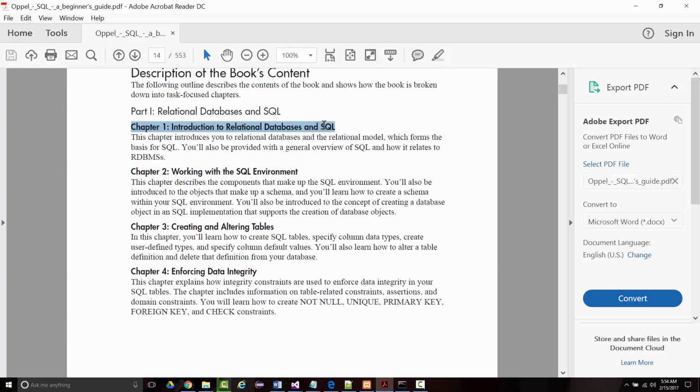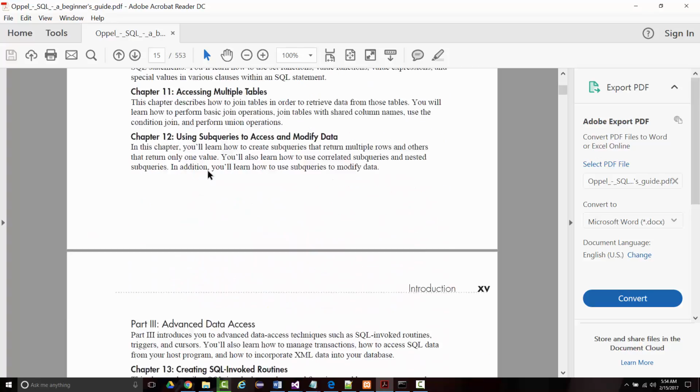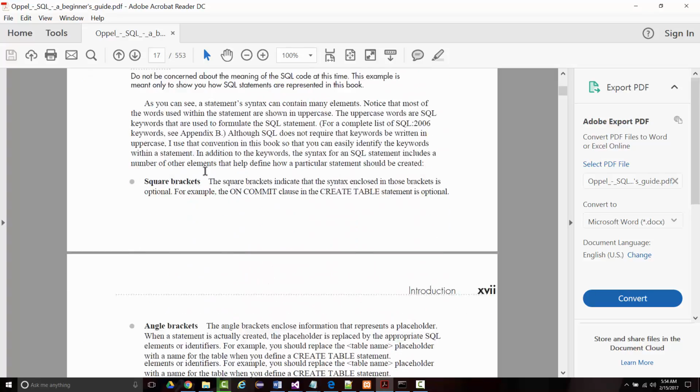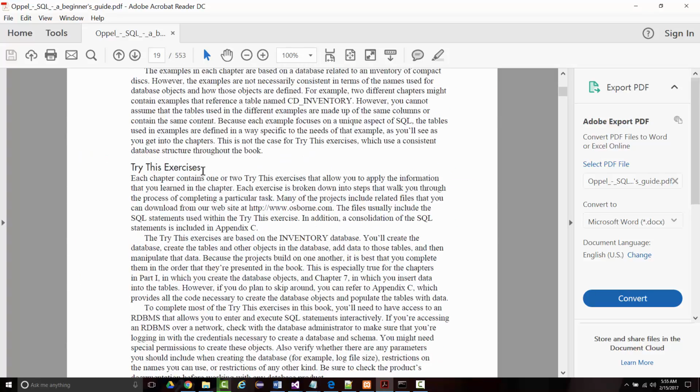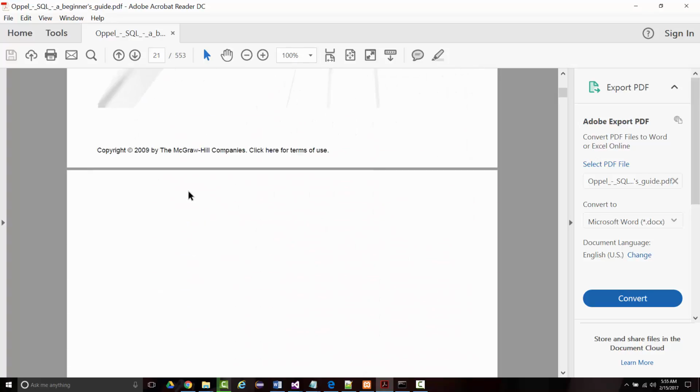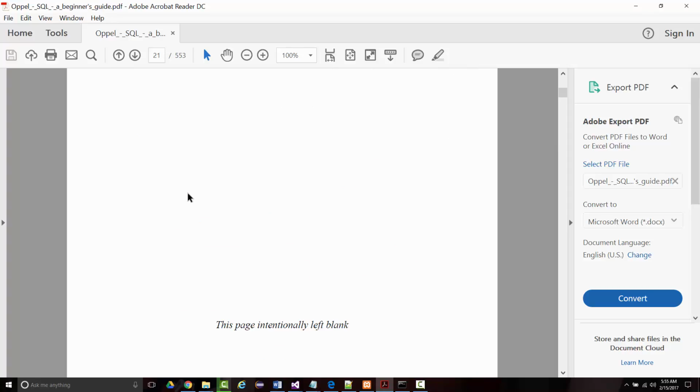So Chapter 1, Introduction to Relational Databases and SQL. This chapter introduces you to relational databases and the relational model, which forms the basis for SQL. You will also be provided with a general overview of SQL and how it relates to relational database management systems. So I want to do that before I go over every chapter. It keeps me clear as far as what I should be handling, and it gives you a little prelude as far as what to look for. So we're in Part 1, Relational Databases and SQL. All right. And that said, we are going to now start on Chapter 1.